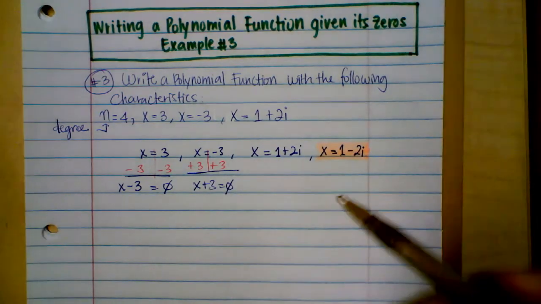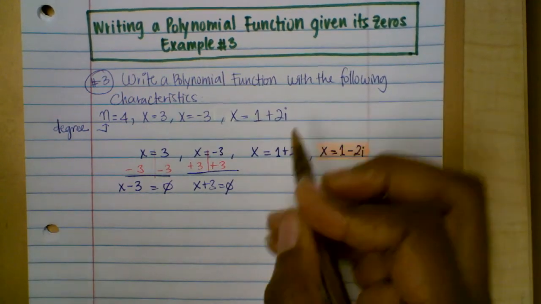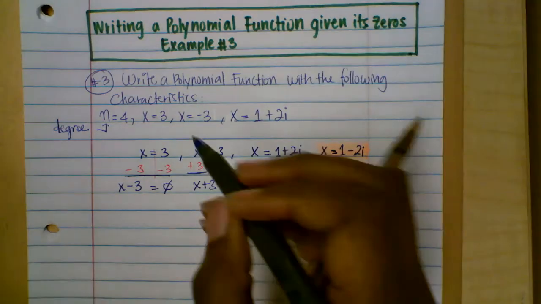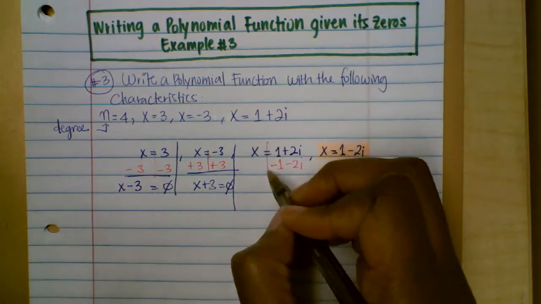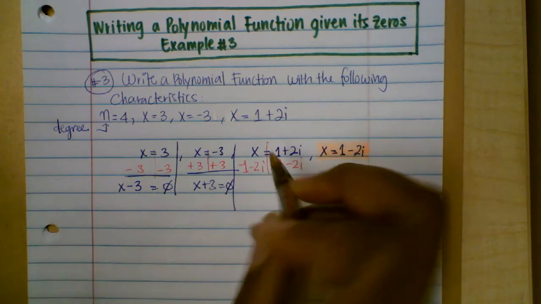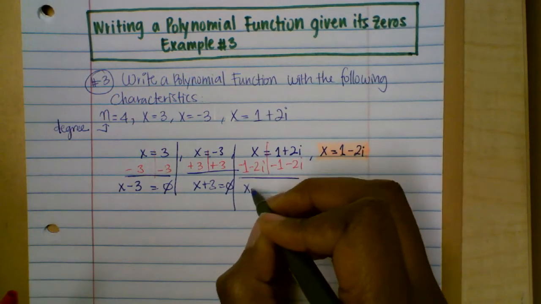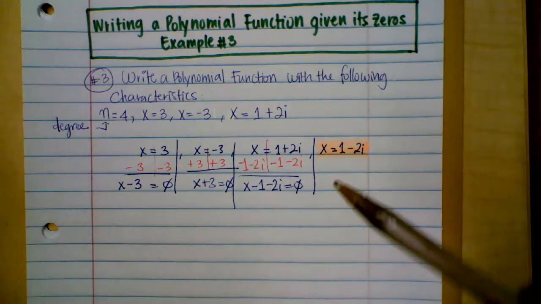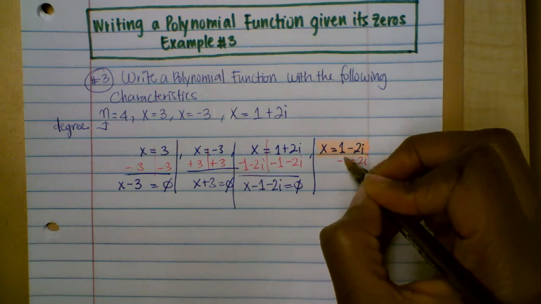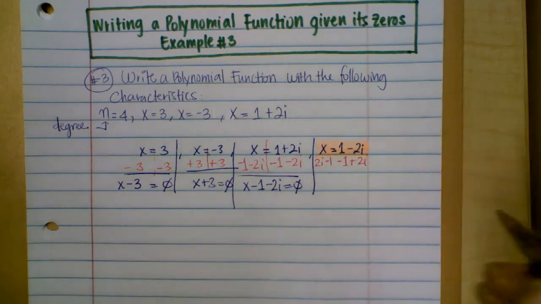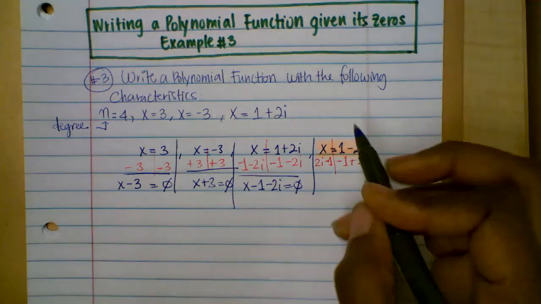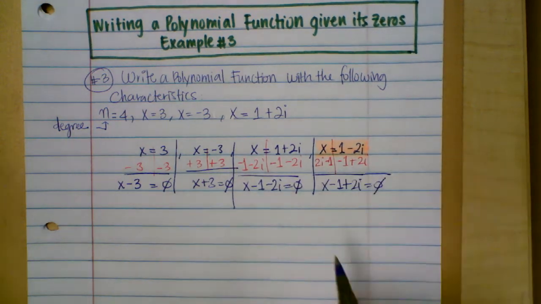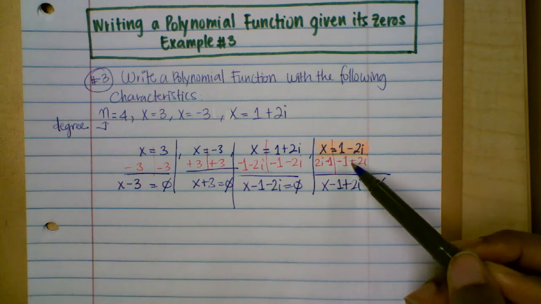The next one is 1 plus 2i. You want 0 on one side, so you subtract 1 and subtract 2i. Whatever you do on one side, you have to do on the other side. So the equation is x minus 1 minus 2i equals 0. The 4th equation is x equals 1 minus 2i, so you add 2i and subtract 1, giving x minus 1 plus 2i equals 0. Whatever you do on one side, you have to do on the other to balance the equation.